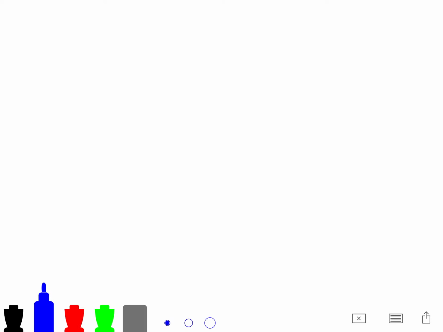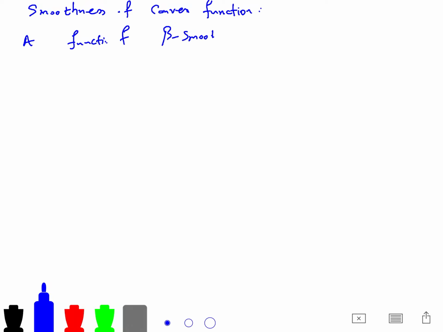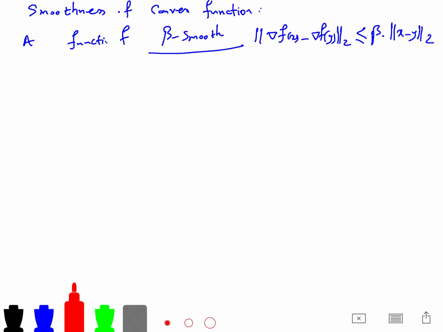So smoothness is different in different contexts, but the definition that we use for a convex function, the smoothness of a convex function that we care about, is that a function f is called beta smooth if its gradient is Lipschitz continuous. It means that the norm of gradient of f at x minus gradient of f at y is less than or equal to beta times the norm of x minus y. So we call it beta smooth. f is beta smooth.